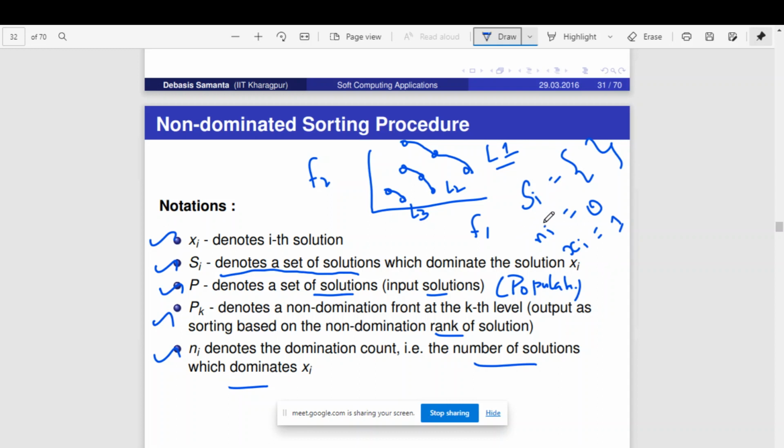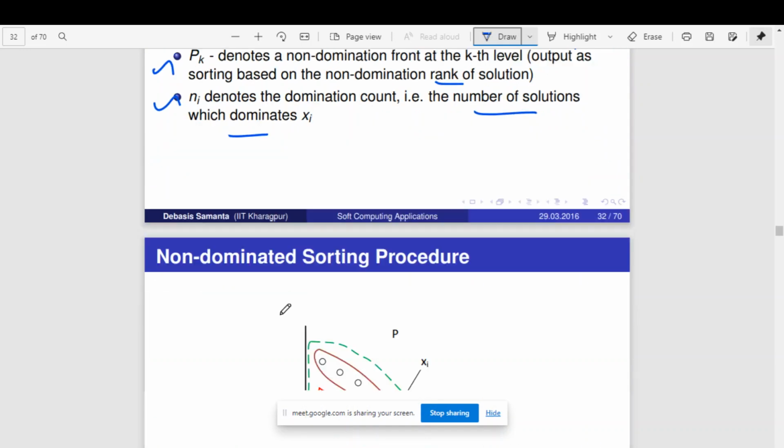Okay, so basically we are going to identify, first we pick some Xi. Then we check whether somebody is dominating Xi or not. If somebody is dominating Xi, then we add it to the set. Based on that we identify the rank of X. So we are using all these parameters.